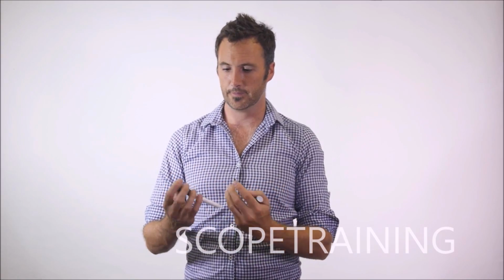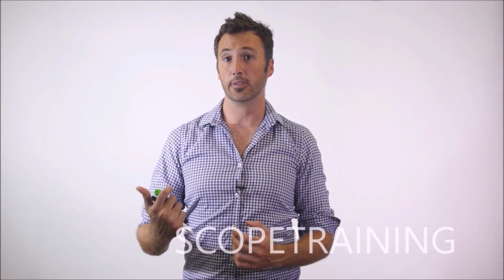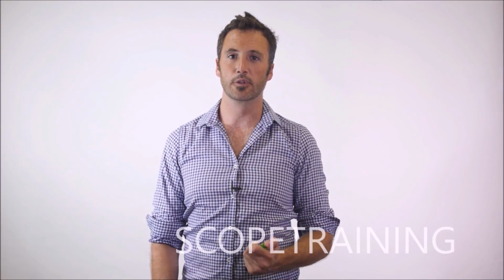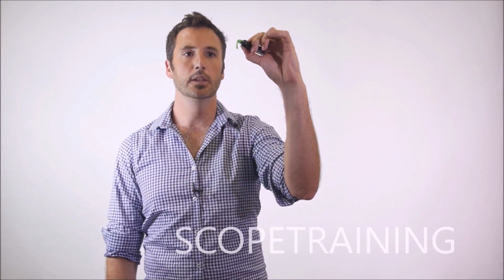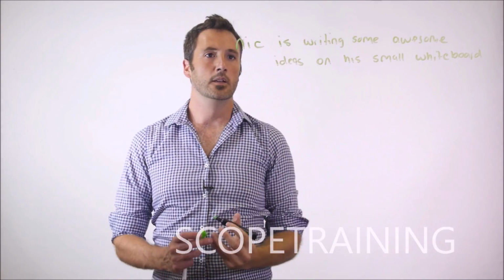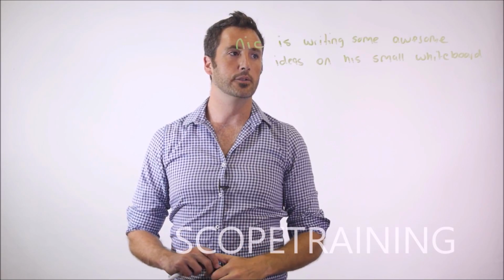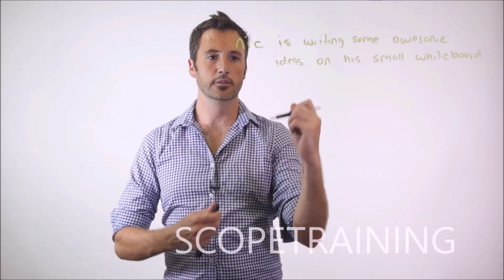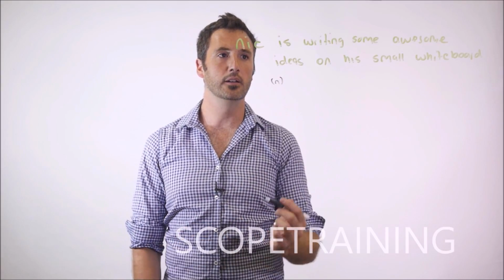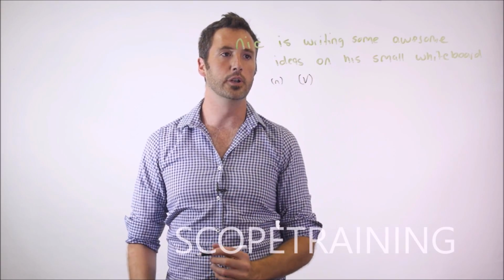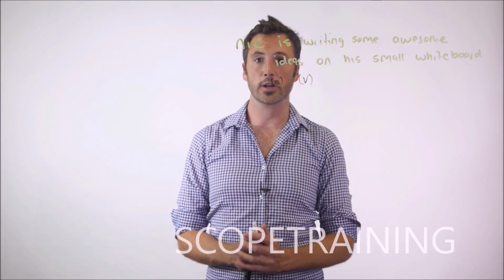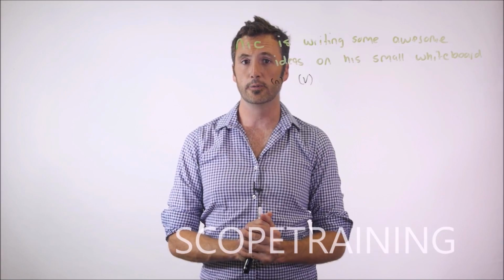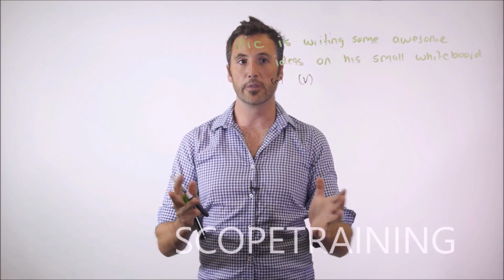Now I'm going to test you. So I'm going to write a sentence, and what I need you to do is identify the nouns and the verbs and anything else we've learnt. And if you know me, you'll know I've got a couple of curveballs. So, here is a sentence. Nick is writing some awesome ideas on his small whiteboard. Go. When you see a noun, what I want you to do is put a little N, and when you see a verb, just put a little V next to it. Oh, right, you're waiting for the solution. Well, no, you should have faith in yourself that you've got it correct, but I will provide the link for a solution.